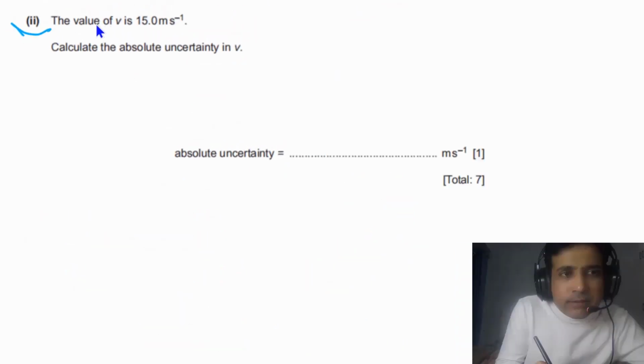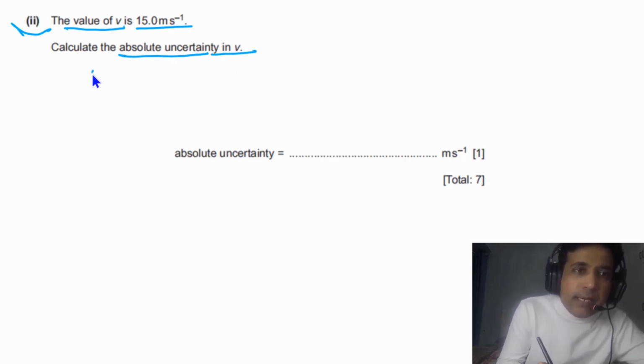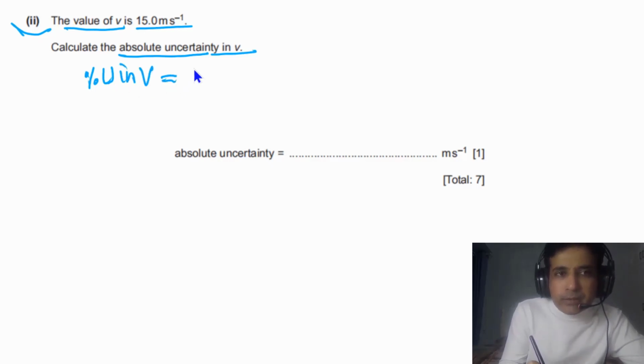For the second part, it is given to us that the value of V is 15.0 meters per second, and we need to calculate the absolute uncertainty in V. But we have already calculated the percentage uncertainty in V, which is equal to 6%. So we can convert this into fractional uncertainty: delta V by V will be equal to 6 divided by 100, because this is 6%.